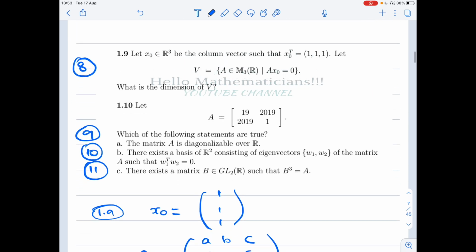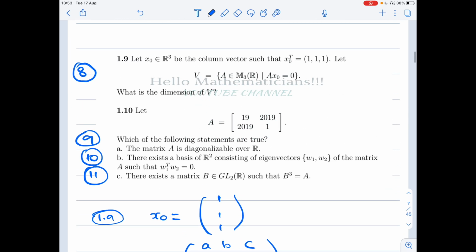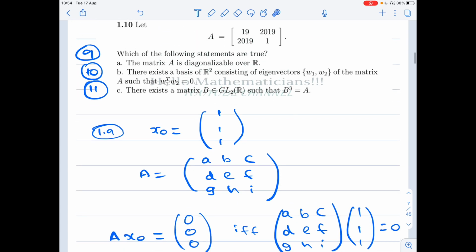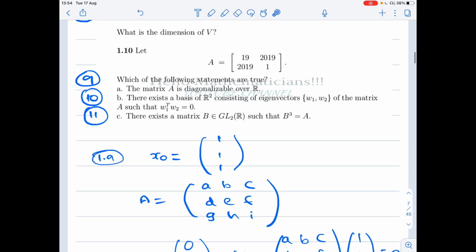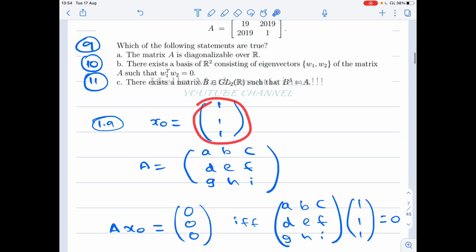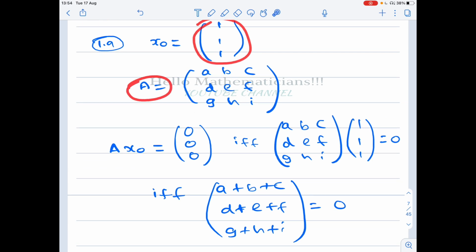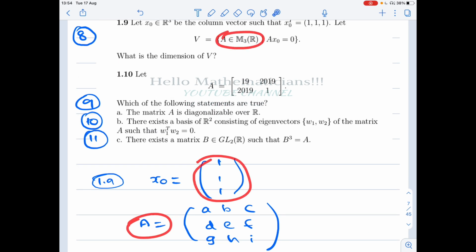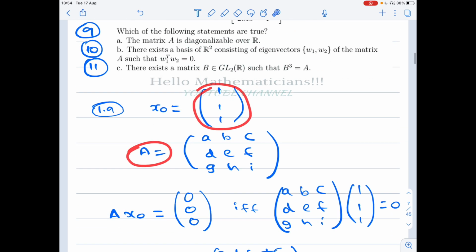Okay, let's see this problem one by one. Let x naught belong to R cube be the column vector such that x naught transpose equals (1, 1, 1). Let V equal the set of all matrices vanishing at this point x naught. What is the dimension of V? So x naught equals the column vector (1, 1, 1). Take this matrix A to be an arbitrary 3 by 3 matrix. We want to understand when A x naught equals 0.